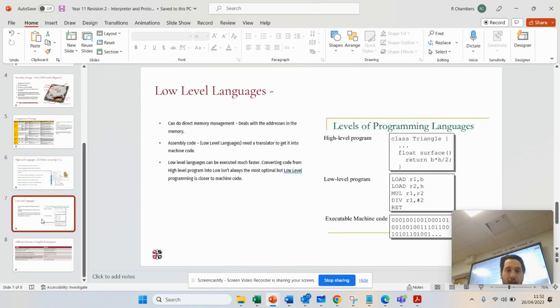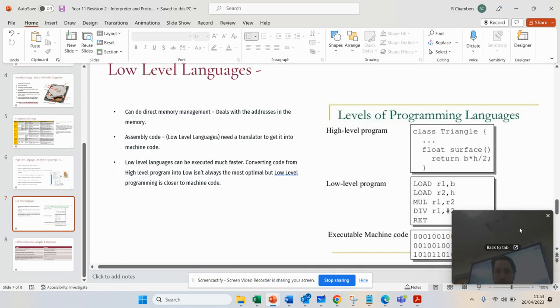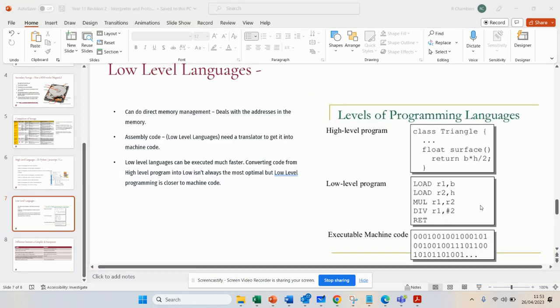Now let's have a look at low-level languages. Now low-level languages, I wonder if I can zoom in a little bit on this slide. And let's get rid of me off there so you can see it. So a low-level language, just to work out the surface here, what this is doing is it's using registers. So low-level languages tend to directly access the main memory, whereas in high-level programming languages, you don't tend to have that. In low-level languages, you also need a translator to get it from assembly into machine code.